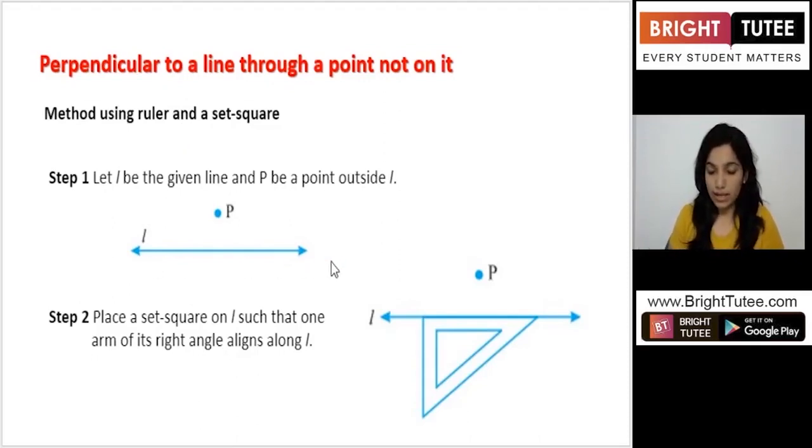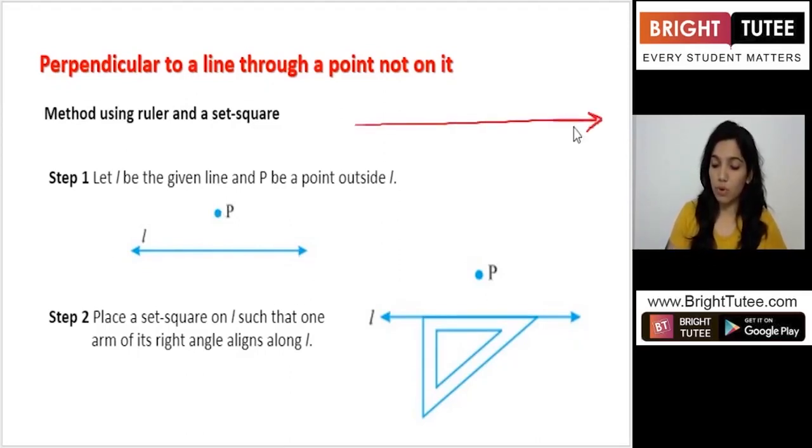So L is the given line. It can be of any length, and you can draw P anywhere. It's not important that it should be above this line L. It can be here, it can be here. Anywhere you can draw this point P.